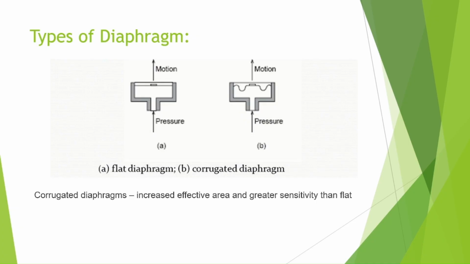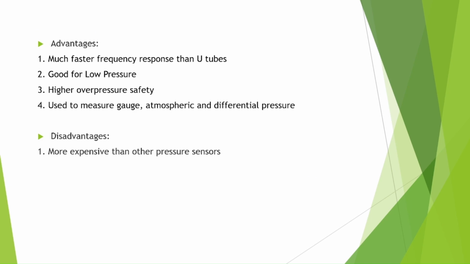And for types of diaphragms, we have two types: flat diaphragm and corrugated diaphragm. Corrugated diaphragms have increased effective area and greater sensitivity than the flat diaphragm. So based on the application, the effectiveness, and the accuracy required, we can use any one of these diaphragms. The main advantages of this diaphragm pressure sensor are much faster frequency response than U-tubes, and good for low pressure. Especially for low pressure, we use this diaphragm pressure sensor. It also has higher overpressure safety and is used to measure gauge, atmospheric and differential pressure.